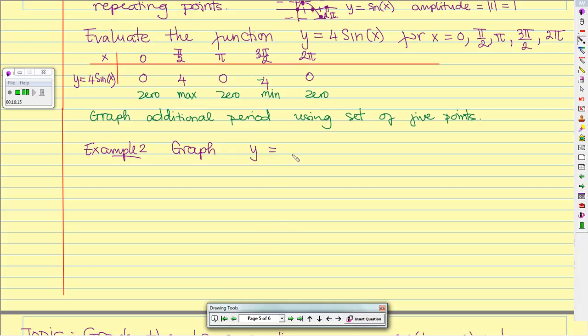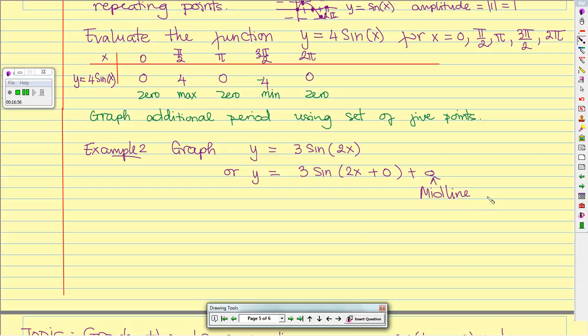Okay, so let's graph the function y equals 3 sine of 2x. So again, you can write this function as y equals 3 sine of 2x plus 0 plus 0. So you will start with your midline first.